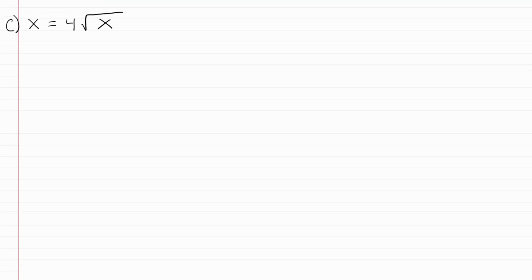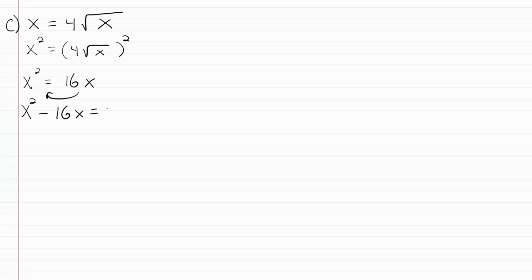So for example C, we can simply square both sides of the equation to remove the radical. So I'll square the left-hand side. I'll end up with x squared is equal to, and then we'll square the 4 square roots of x. So when I do that, I end up with x squared is equal to 16 times x, right? Because you squared the square root of x, you just get x. Then from there, we can basically bring the 16x over to the left, giving you x squared minus 16x is equal to 0.